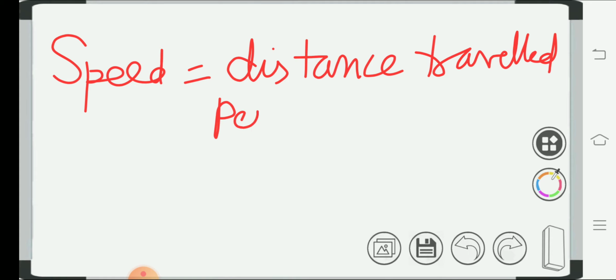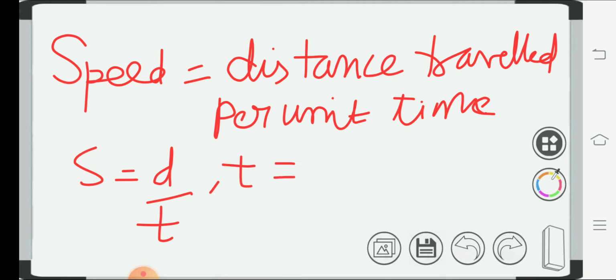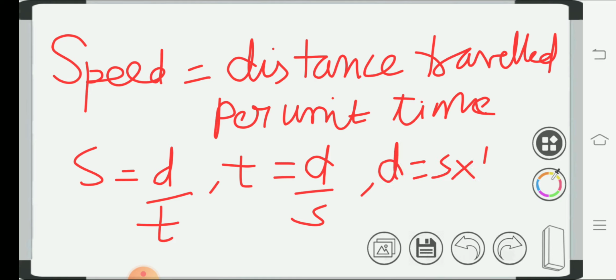Okay, now if I give the formula for this, S equal to D upon T. From this I get the formula for T equal to D upon S, means distance upon speed, and if I have to find distance, it will be speed into time.